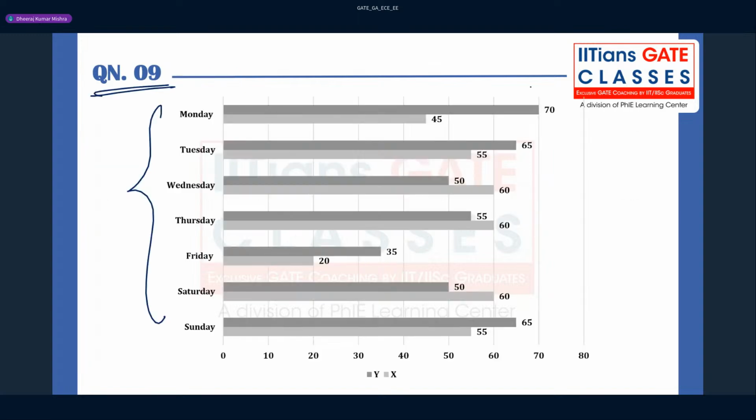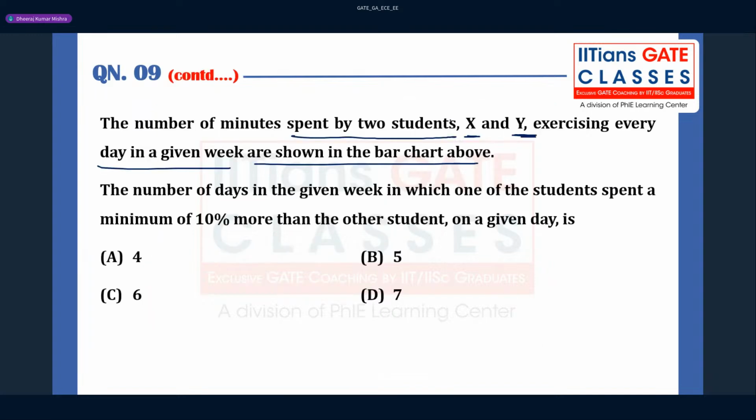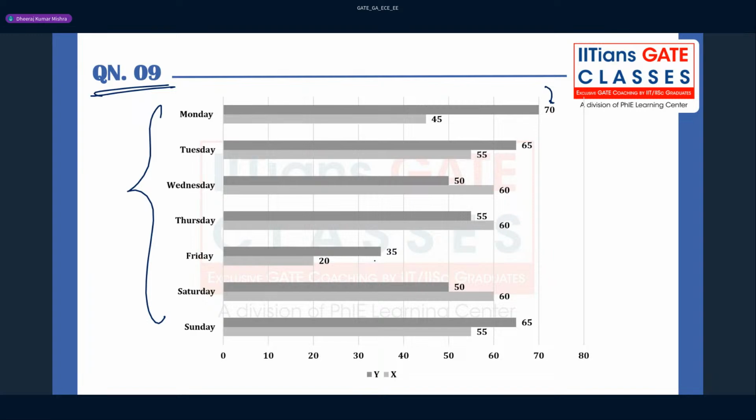So x and y are the number of minutes, suppose they are studying. On Monday, y is studying for 70 minutes and x is studying for 45 minutes. The question asks for the number of days in the given week in which one of the students spent a minimum of 10% more than the other student. You have to see just the 10% increase on a given day. There are 7 days, so certainly out of these 7 days, one day might be there where both students are not studying 10% more than each other.